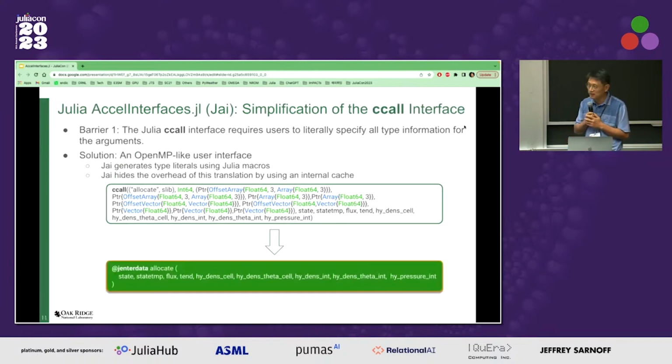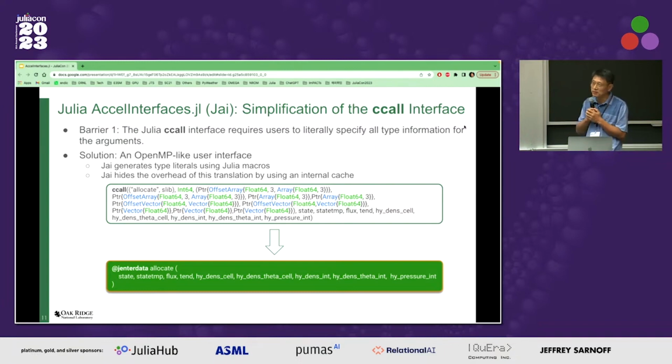So we created a new Julia package called excelinterface.jl. It first simplifies the C call interface. The previous example is shown above, and then we just created a Julia macro that simplified the interface because Julia has all the information there. So we just generate that information on the fly and then create the C call interface under the hood.